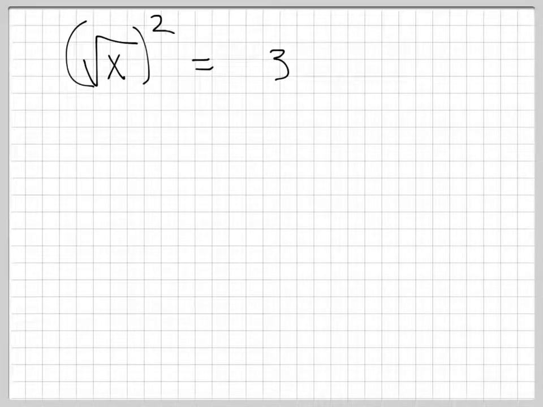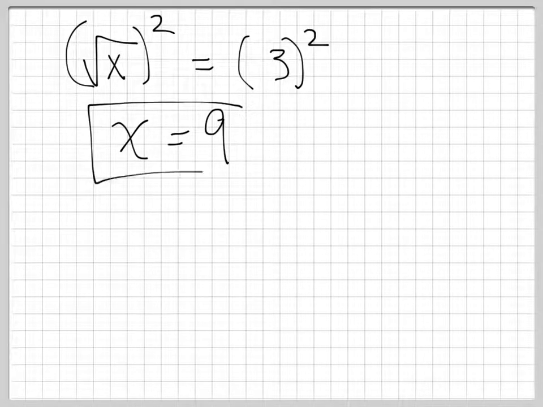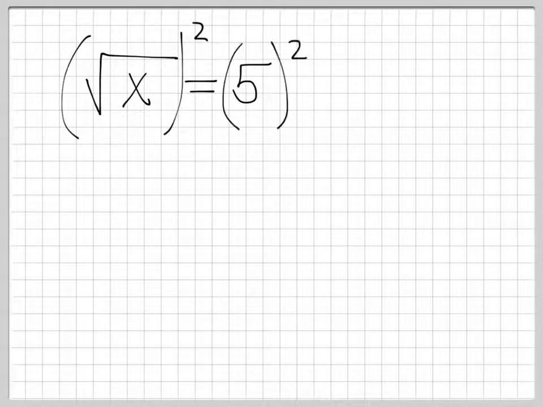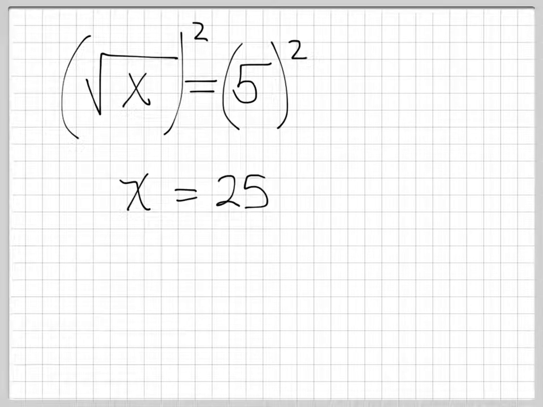And so, again, we'll take radical x equals 3, square both sides, and what we get is x equals 3 squared, which is 9, and there's our answer. Let's try another one. The square root of x equals 5. Again, square both sides, and you get x equals 25.